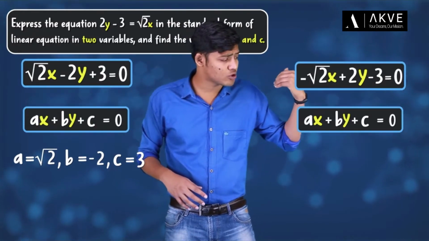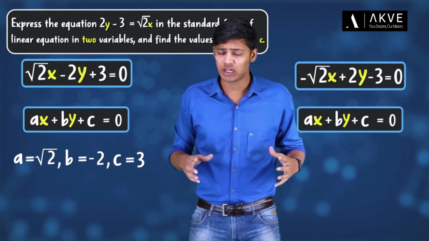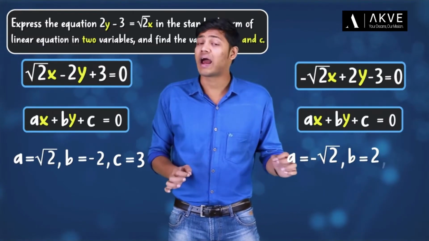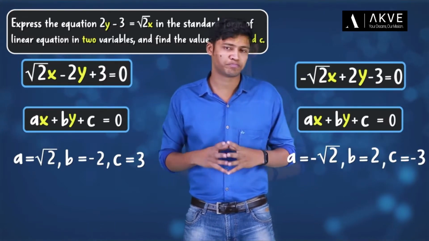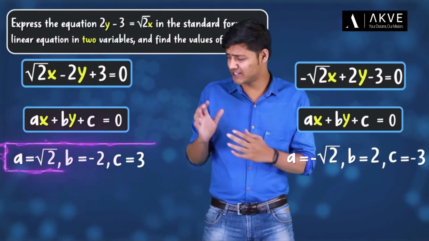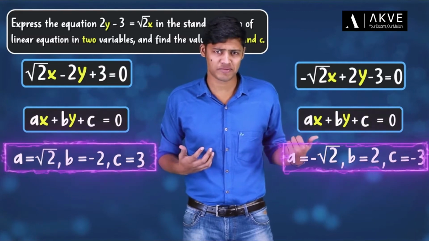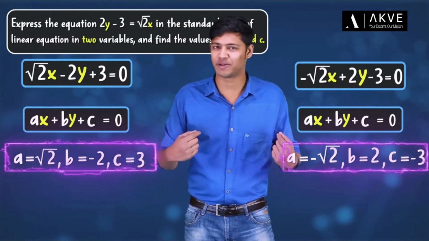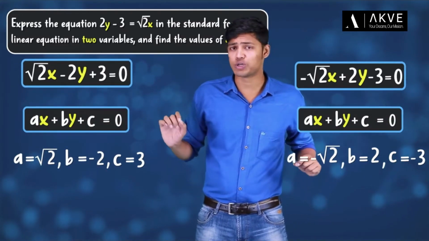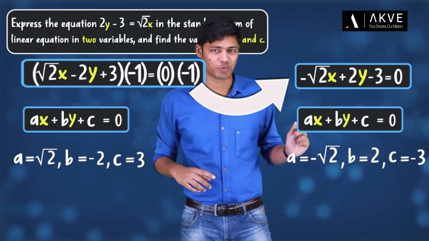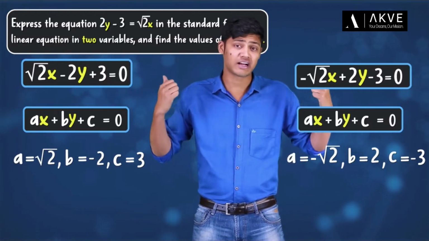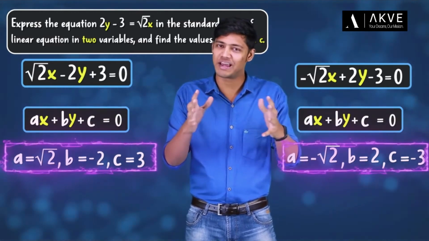Now if you compare the values of a, b and c, the value of a will be equal to minus square root of 2, the value of b will be equal to 2 and the value of c will be equal to minus 3. Now what are the exact values of a, b and c? Do we have to consider this set of values or this set of values? Confused? Wait, let me clear your confusion. If you observe carefully, if I multiply both the sides of this equation by minus 1, I'll get this equation, which implies that both these equations are similar. So, we can consider both the sets of the values a, b and c.